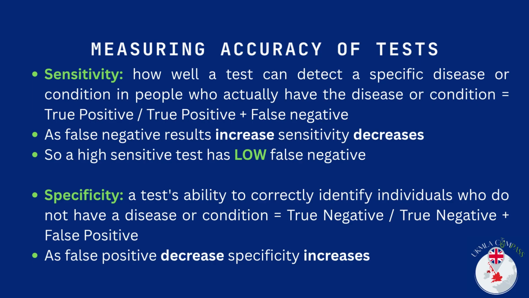Okay, how do we calculate the sensitivity for any test? We bring the results of the true positive and we divide them by the number of true positive plus the number of false negatives. If the false negative is low, then the sensitivity is high. If this false negative is high, then the sensitivity is low.